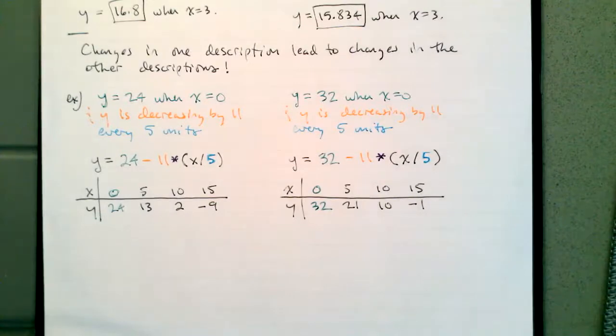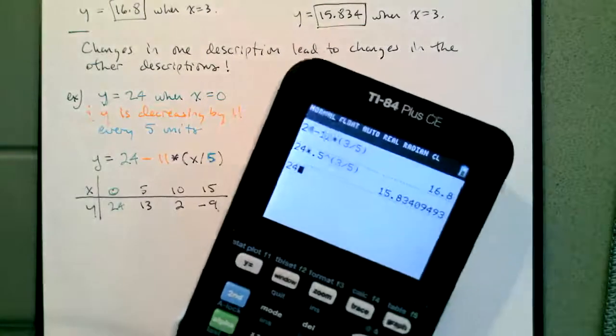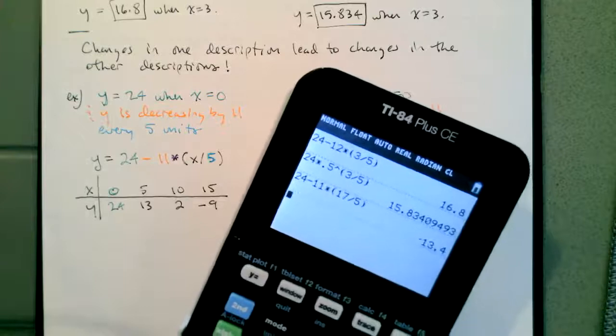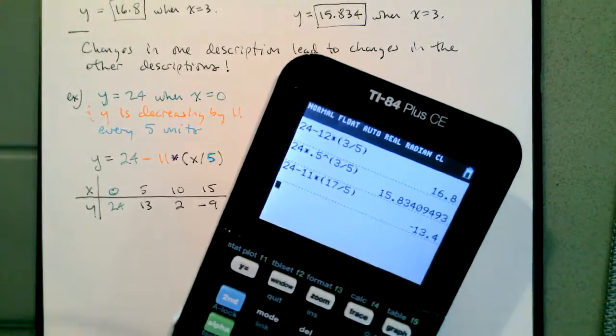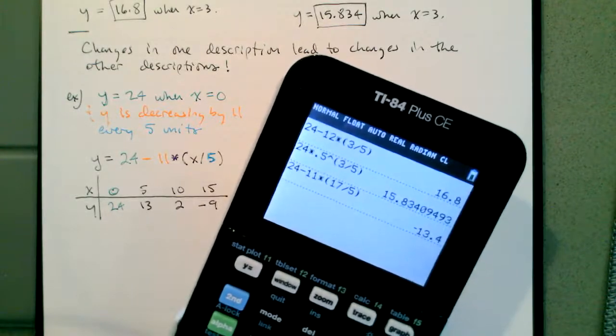So in this case, I changed the description in the sentence. We use the sentence to write a new equation, and we use the sentence to write a new table to give some sample values. If someone came along and said, well, what's going on in this left example? If we start off at 24 when x is 0 and decrease by 11 every 5 units, what's going on at 17? We'll just use the equation. We'll say 24 minus 11 times 17 divided by 5 will be at negative 13.4. We can use the equation to evaluate points that are not in the table.